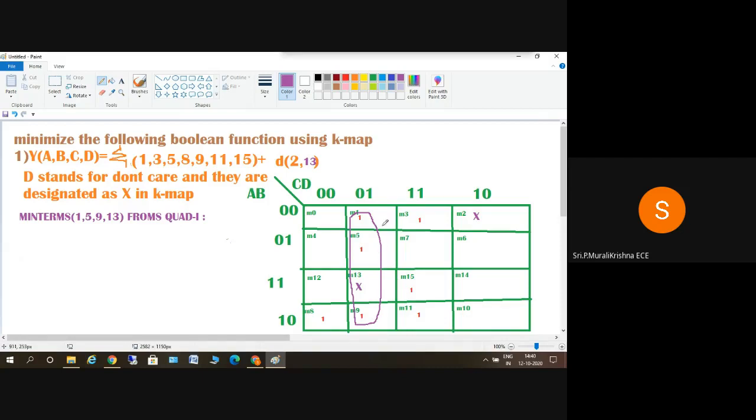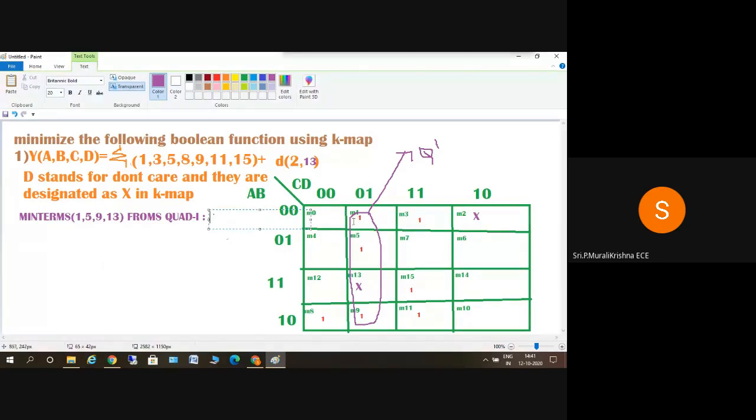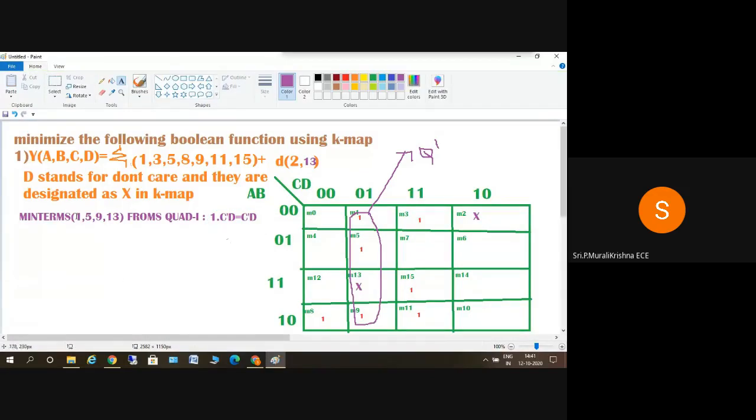Draw it with square brackets. This is quad 1. So tell me the value of this one. All the rows are selected here, so only the column term matters. What is the column term here? It is C bar D. All the row terms are selected here, so the row term will be equal to 1. So 1 into the column term. Only one column is selected here, so the column term is C bar D. So the first quad will give the value of C bar D.